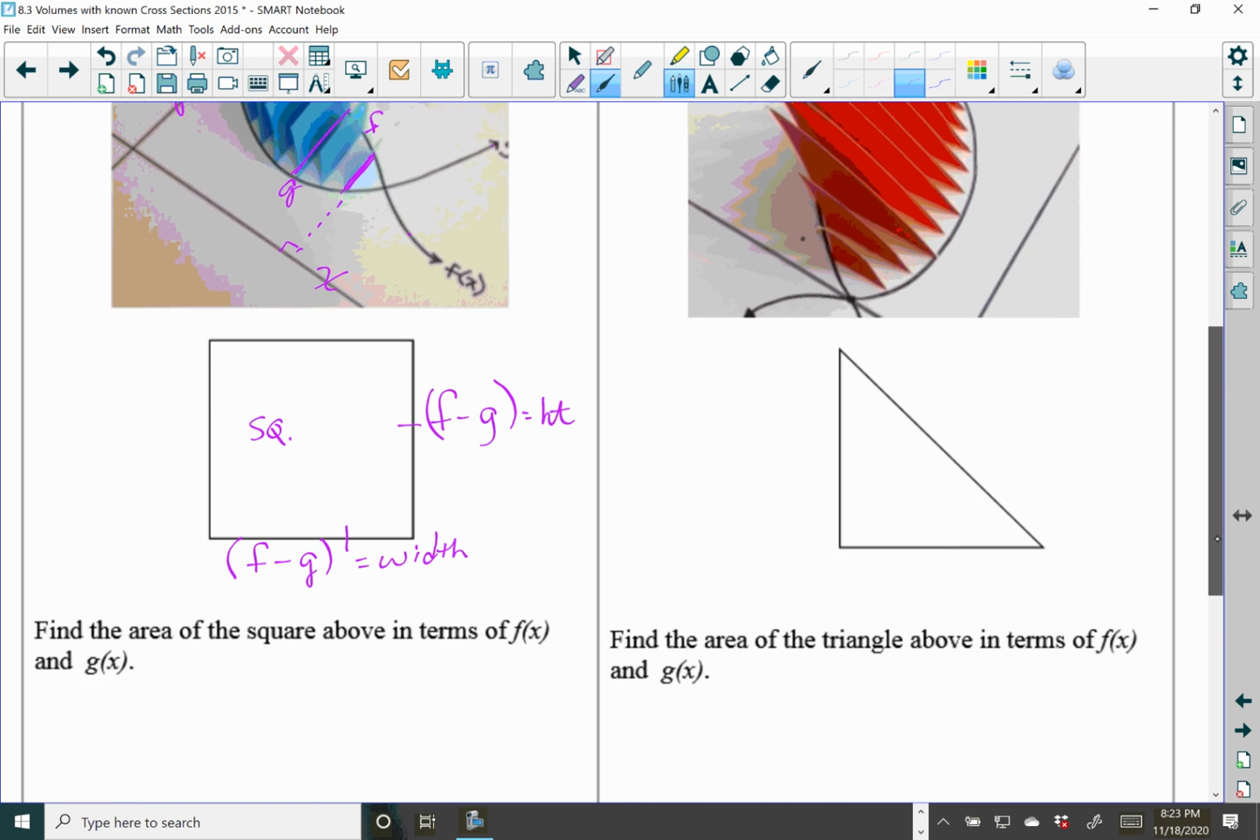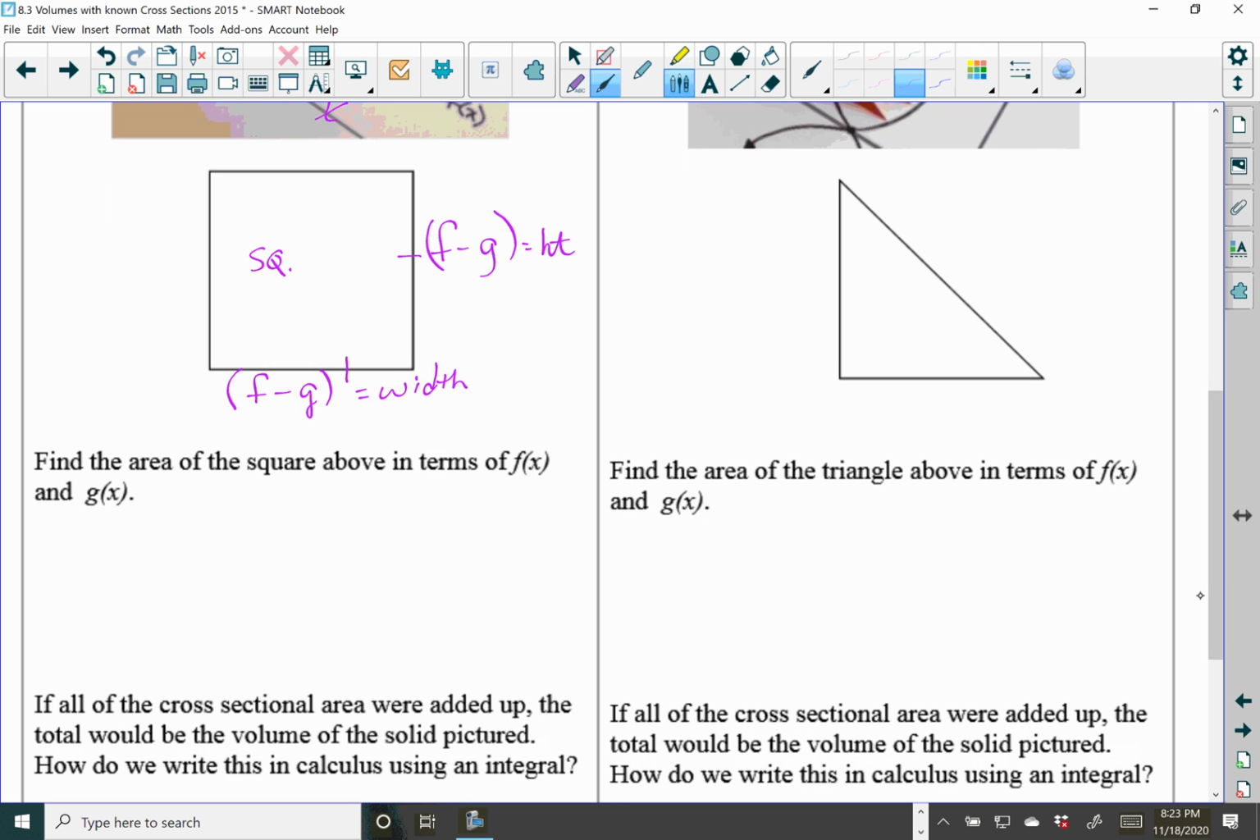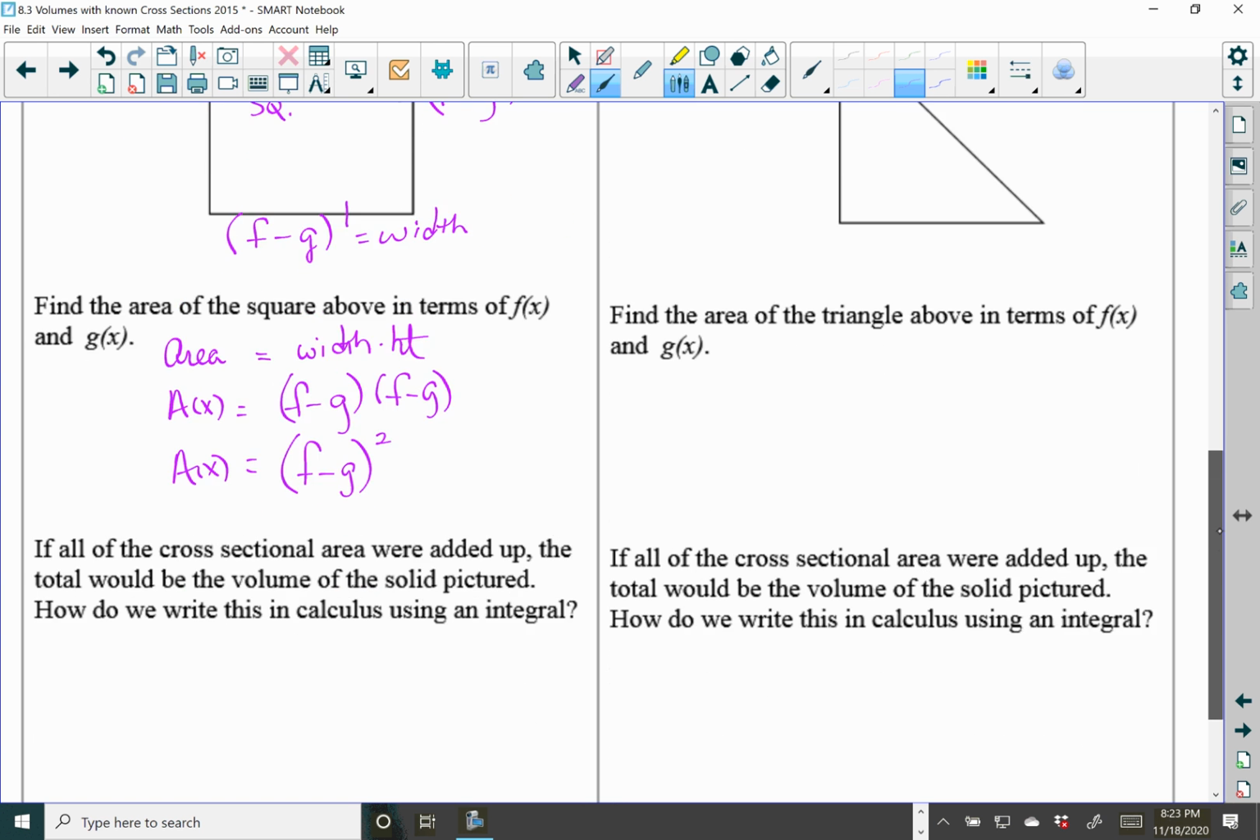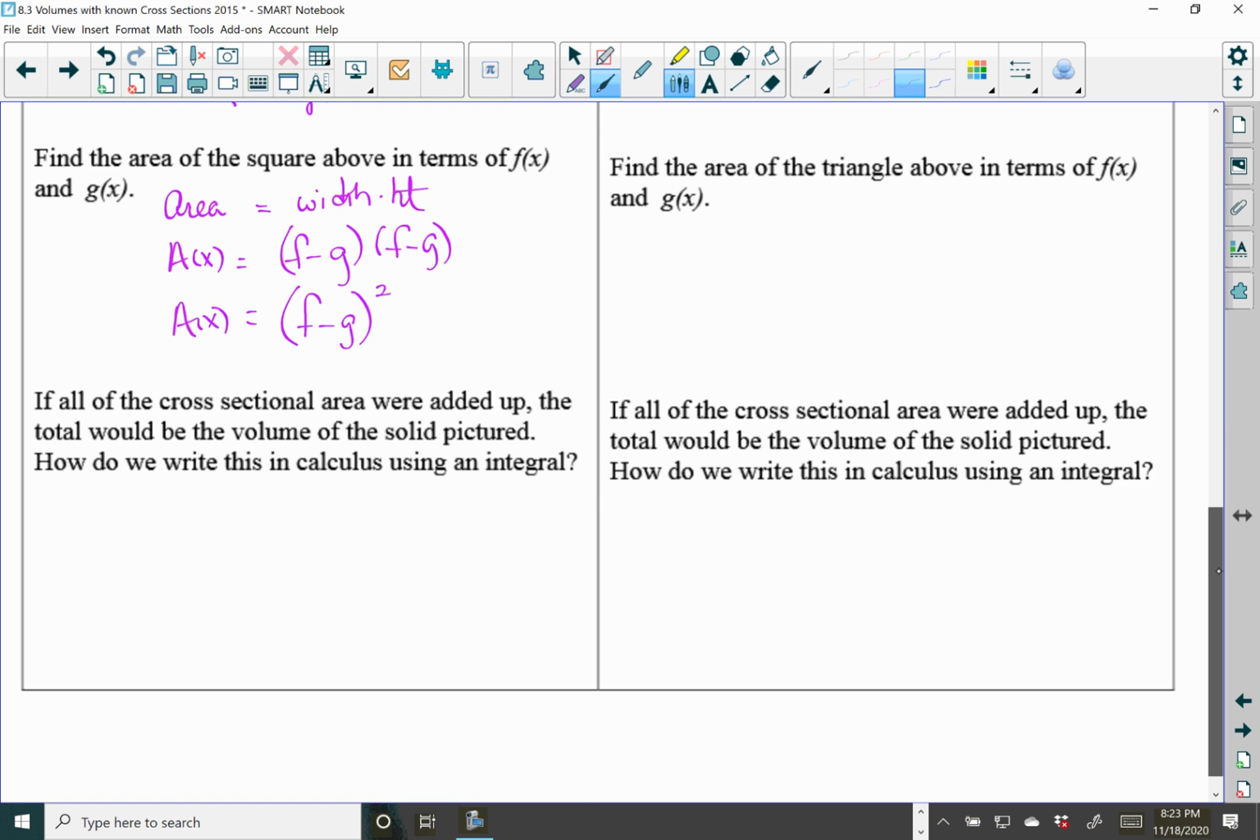And now I need to find the area of the square that I have written there. So we know that the area is equal to width times height, length times width, however you want to phrase it. And that's going to look like A(x), since I'm doing it with regards to x. I'm going to have f minus g times an f minus g. So I get an f minus g quantity squared. And that's the piece I need to know to come in and calculate out the volume.